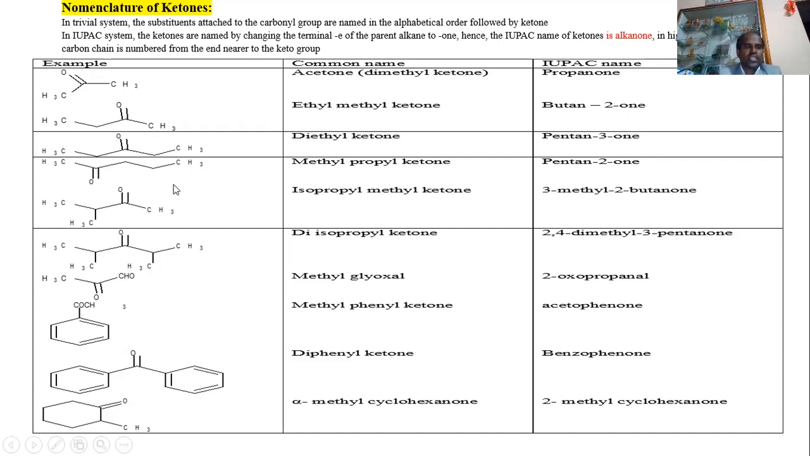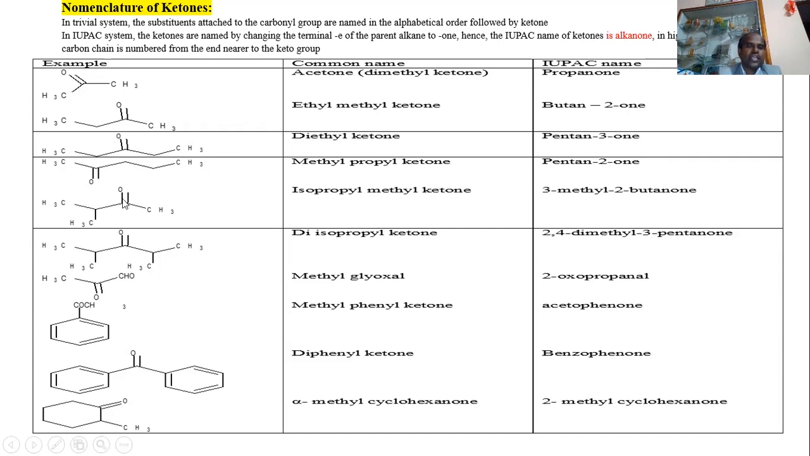Let's take one more example. So you can observe that this is the methyl group and this one is the propyl group. So this is an unsymmetrical ketone. So common name for this is methyl propyl ketone.